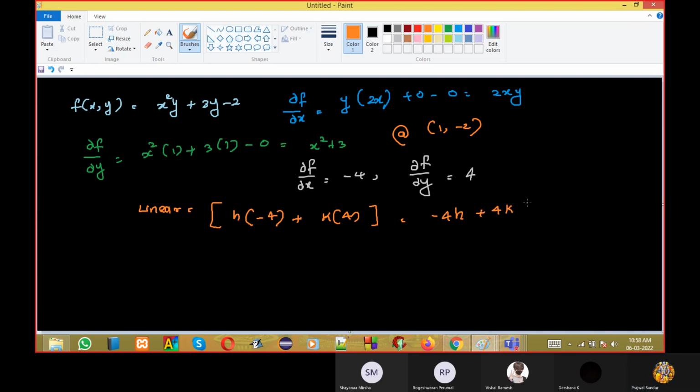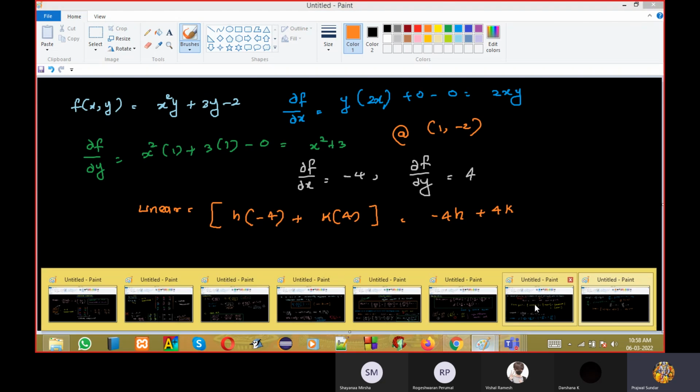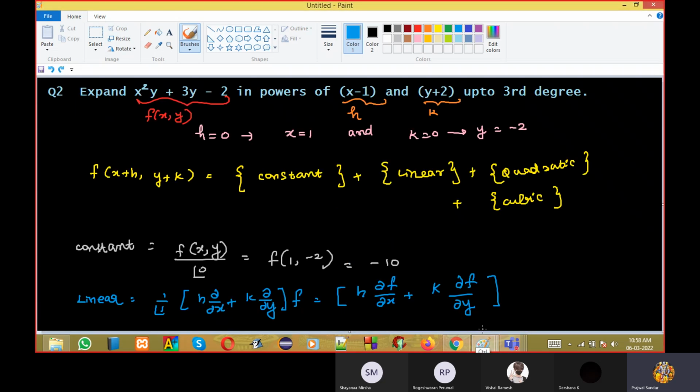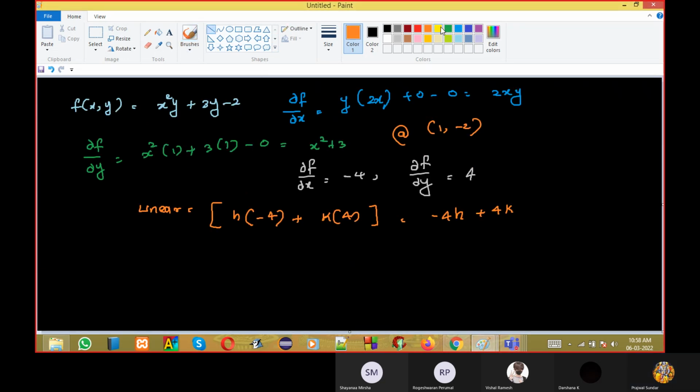So this is the linear term. Calculate separately always like this. The constant term is minus 10, I'll just highlight it. The linear term is minus 4h plus 4k. Are you all getting an idea of what to do? Is it easy? It's irritating. I am also finding it irritating, but it's doable, correct?